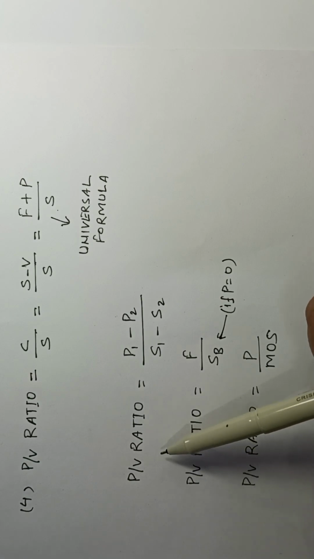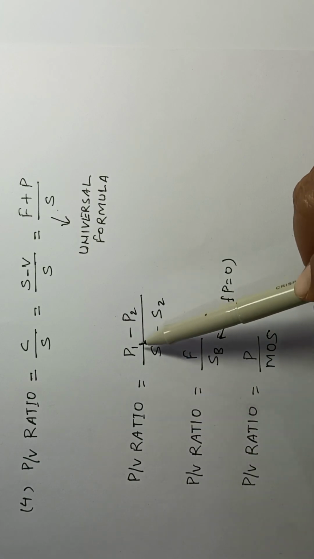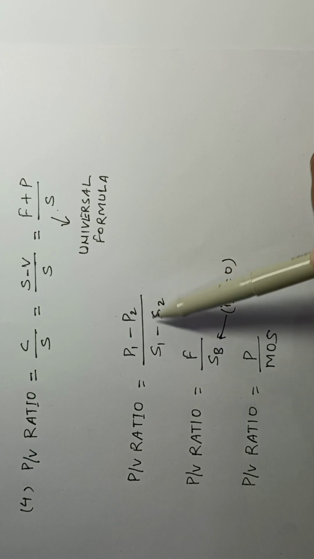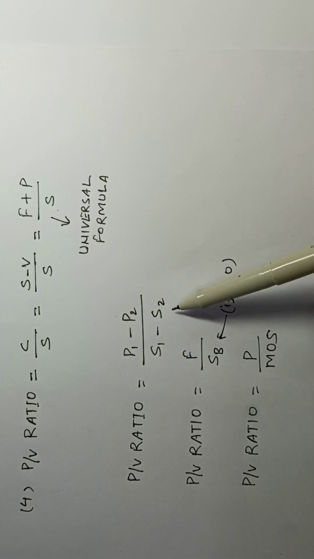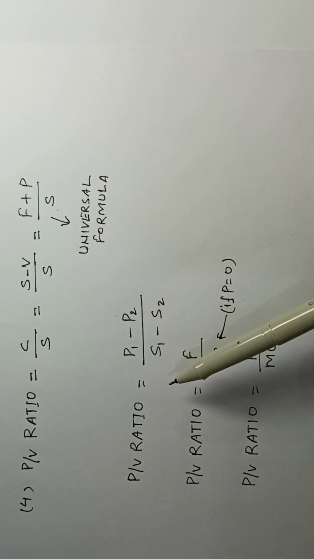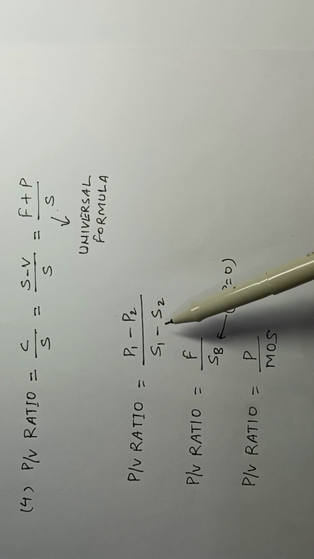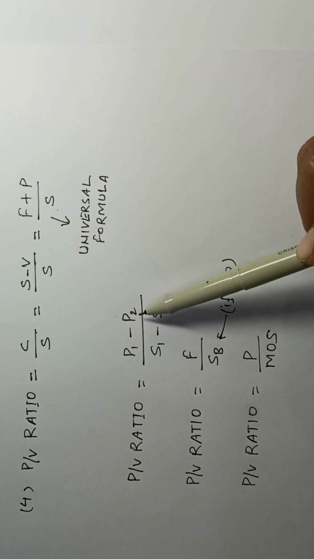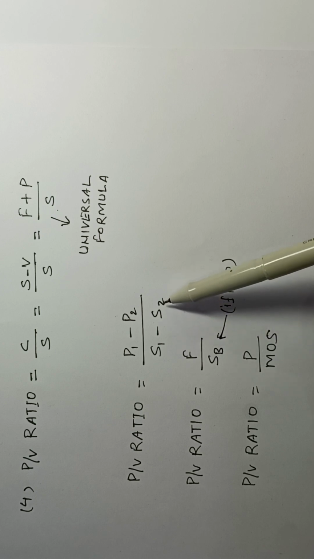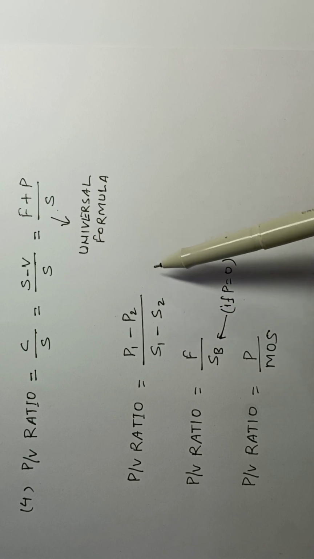Then we can also get PV ratio by the difference between profit divided by difference between the sales. When the profit and sales of two periods have been given, so we can get PV ratio, profit volume ratio, by getting difference between the profit of two periods divided by difference between sales of the two periods.